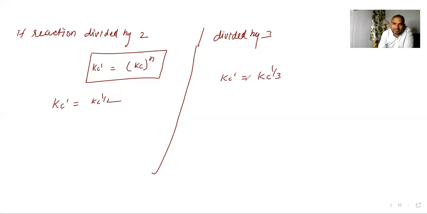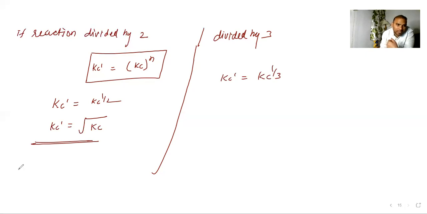Can you understand this? Because the coefficient is 1 by 2. The coefficient we write in the power, so it becomes the power. That's very simple. So Kc dash is equal to Kc power 1 by 2. Can we write it as root of Kc? Yes. Okay, so this is there.